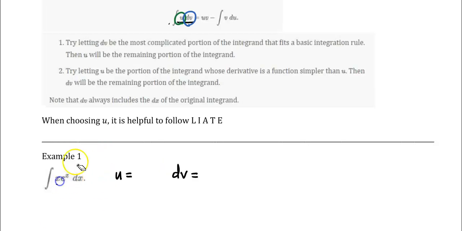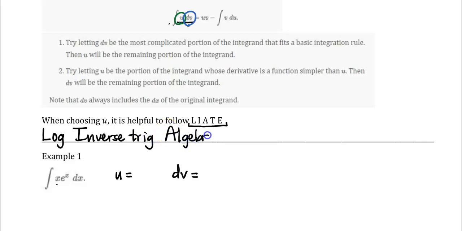But to help us decide which one's going to be which, we're going to use the acronym LIATE. The L stands for logarithmic, the I stands for inverse trig, the A stands for algebraic, the T stands for trig, and the E stands for exponential. So when I go through this list, I'm using this to help me choose u. So right now we're talking about what we are going to choose as u.